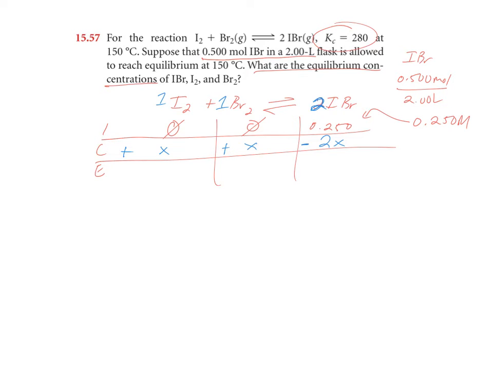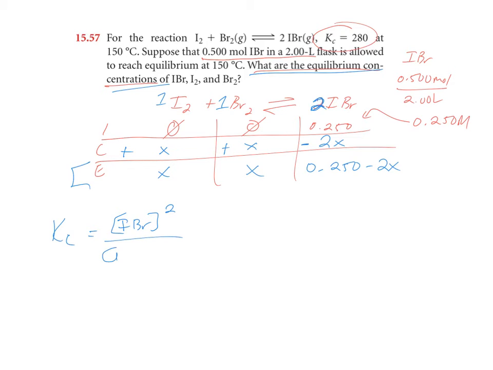And now for equilibrium, I just do the mathematics. So 0 plus x is x, 0 plus x is x. And my decrease here is 0.250 minus 2x. Now to find what x is, because the question is asking what are the equilibrium concentrations, so ultimately I'm looking for these values for equilibrium. I need to plug these into the equilibrium constant expression, which is the concentration of IBr squared over I2 times Br2.